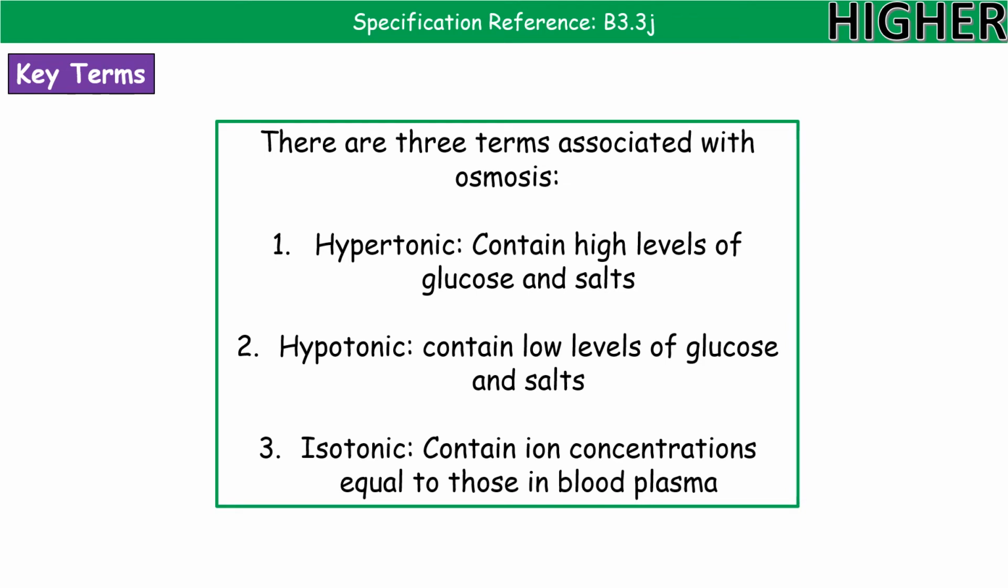If something is hypertonic, then this contains high levels of glucose and salts, whereas a hypotonic solution would contain only low levels of glucose and salts. Don't mix up the hyper and the hypo. Third one is isotonic, and that one just contains concentrations of ions that are equal to those in the blood plasma. So in theory, your isotonic solution would see no net movement of water between cells and the solution because they are the same concentration.